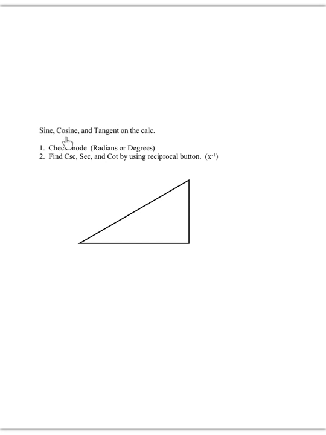Don't make this mistake on the test: when you are computing sine, cosine, and tangent on the calculator, make sure you are in the right mode. Your default mode is radians, but oftentimes we're going to be working in degrees, and we'll go over in class how to change your mode. Cosecant, secant, and cotan are the reciprocals of sine, cosine, and tangent, so we're going to use the reciprocal button to compute those, because the calculator does not have a cosecant, secant, or cotan button.